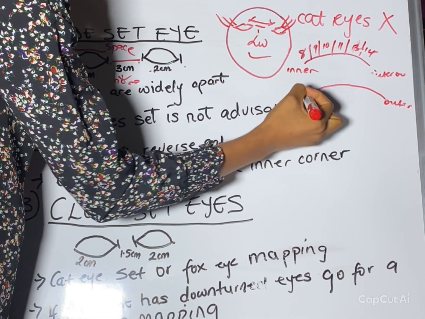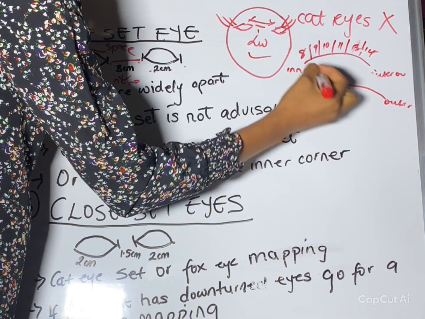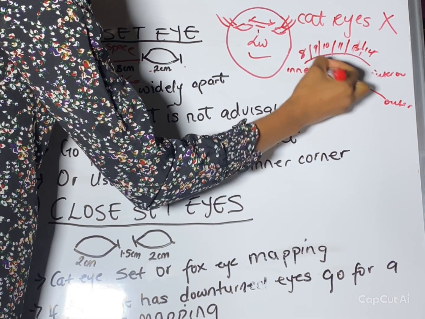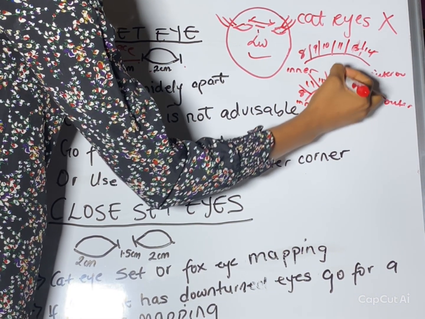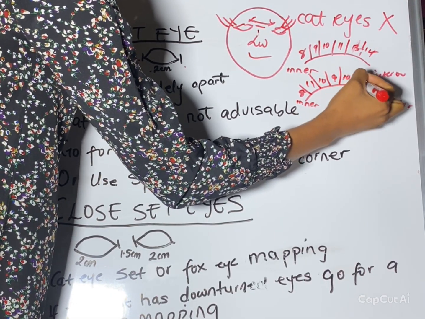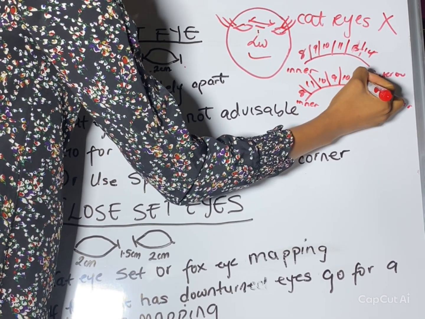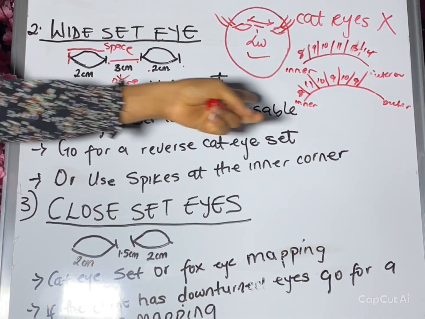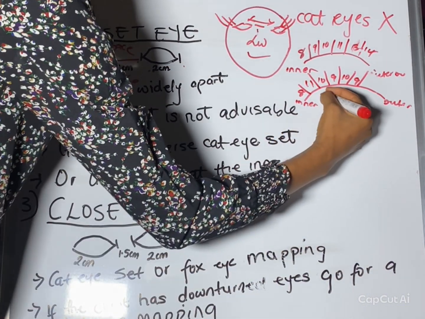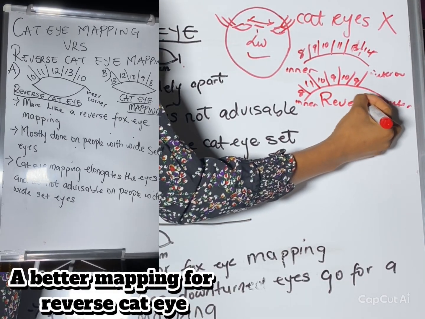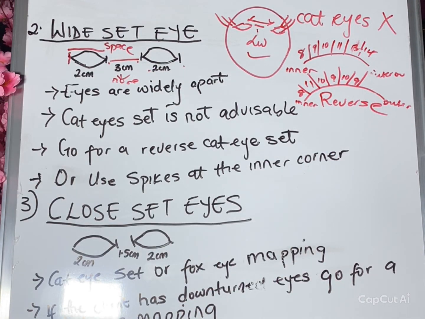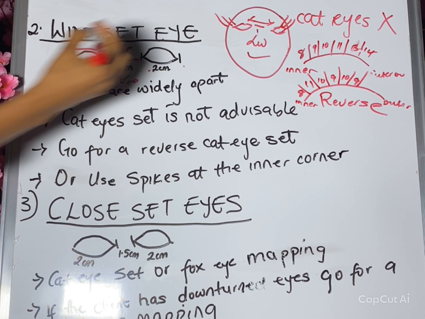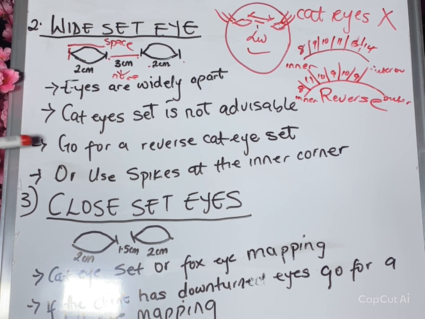So the inner corner will be 8. Then here can come and be 11. Then I go 10. Then I go 9. And probably come here as 10. Will probably come, let's say, 9 again or 8. So this can be classified as reverse cat eye. So when you're doing cat eye on a client with wide set eyes, it only makes the set widely apart, and we don't want that. So we have to go for reverse cat eye.